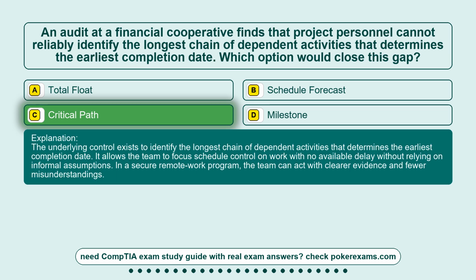The underlying control exists to identify the longest chain of dependent activities that determines the earliest completion date. It allows the team to focus schedule control on work with no available delay without relying on informal assumptions. In a secure remote-work program, the team can act with clearer evidence and fewer misunderstandings.